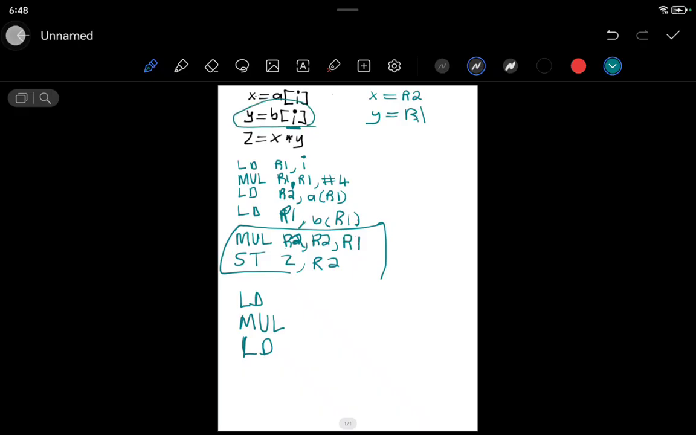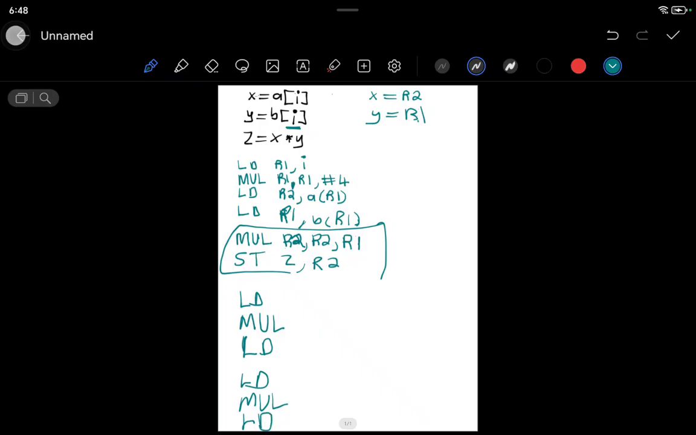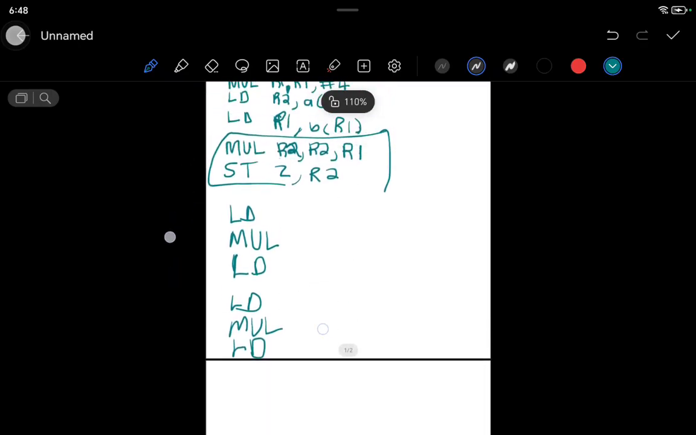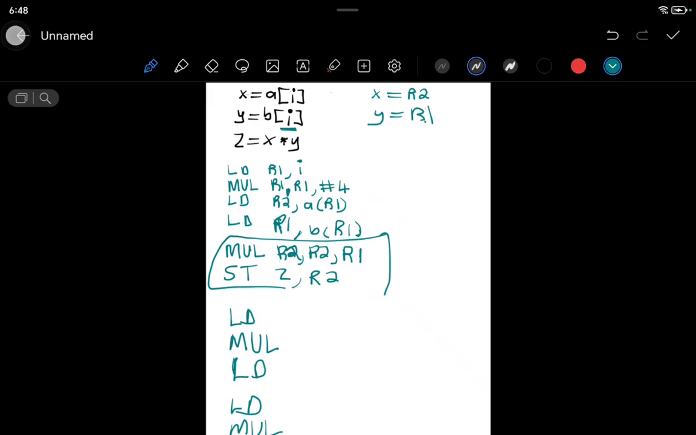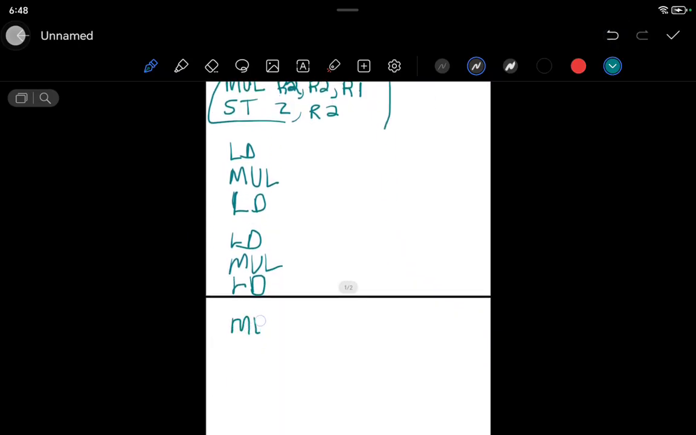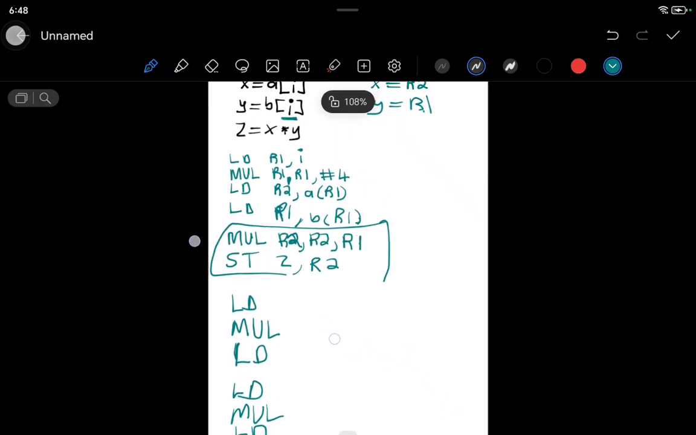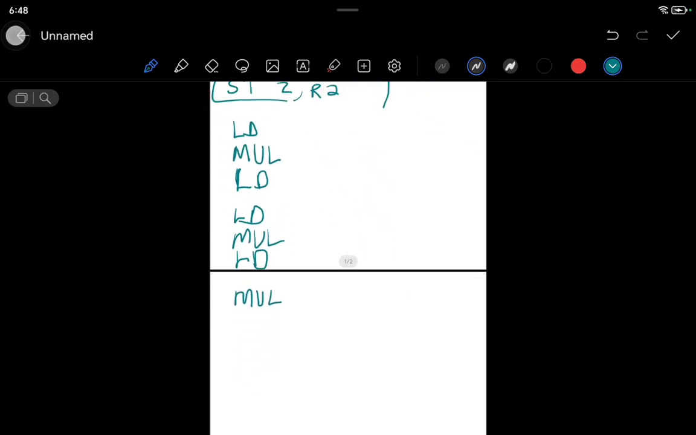Then I want to do this one. I do the same thing: load, load, multiply, load. Right? Then if I want to do this one, I'll multiply the two. I multiply. I must have two registers, right? And Z. So I must, let me see. Yeah, I must multiply X and Y and store them in some register. Then lastly, I store into Z. I'll store that one register that will be there.